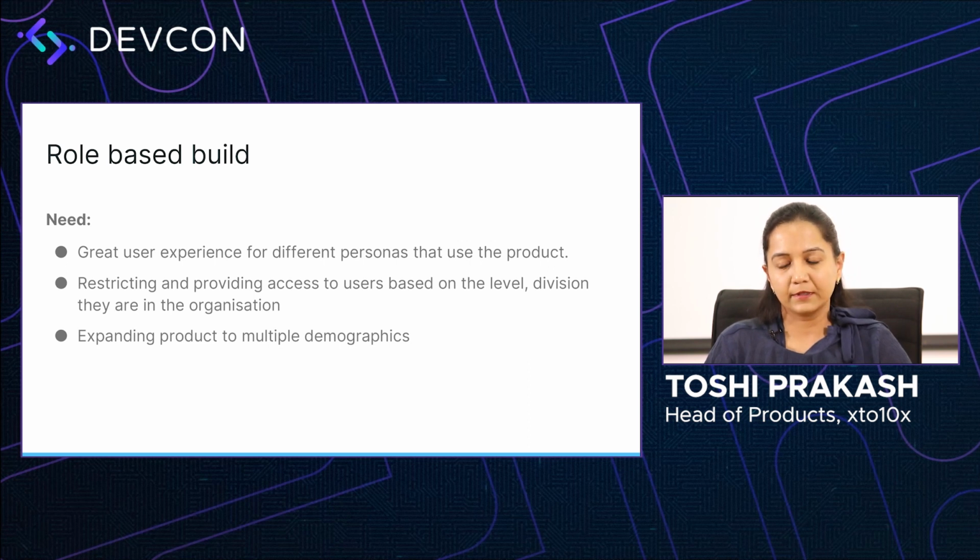Another aspect that is very important is having a role-based build. Typically, SaaS products being used in a workspace setting already need to support multiple personas. You have a hierarchy in the organization, which means that there will be employees, there will be managers with larger access, maybe managing multiple teams together, and definitely there will be administrators and leaders. Build for these roles from the start.